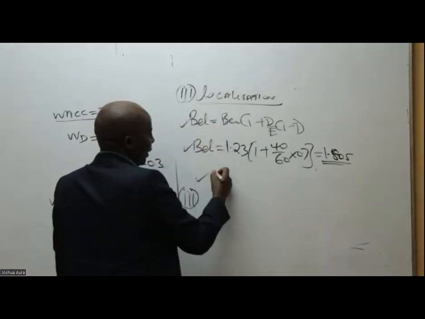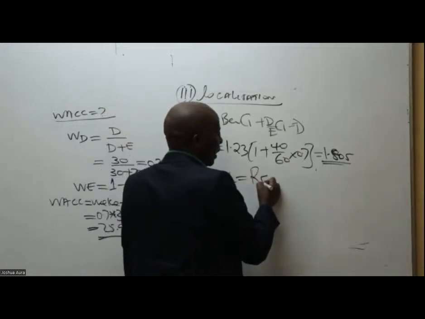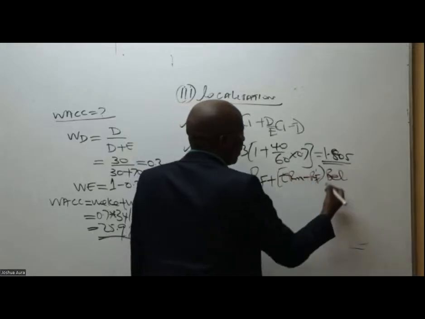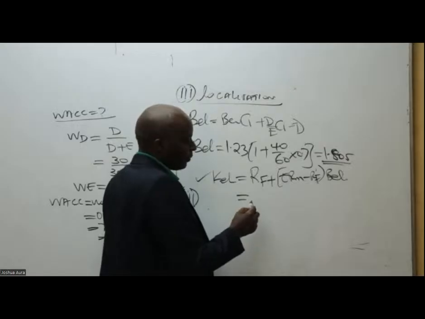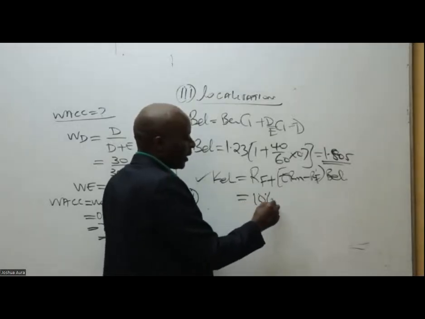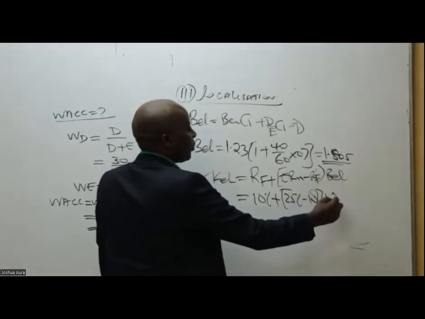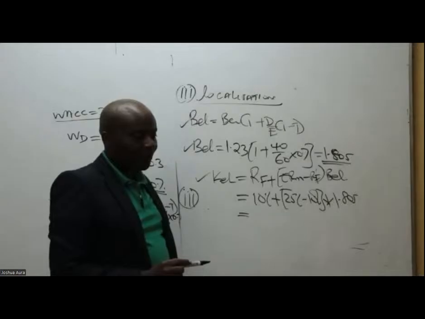The next thing is the cost of equity for the organization. I'm using CAPM. It is risk-free plus returns of the market minus risk-free, multiplied by the BEL of the organization. Risk-free is what percentage? Risk-free is 10. Market returns, if my memory serves me well, was 25, minus 10, multiplied by the BEL that we have here, which is 1.805. At the end of the day, what are we getting as our cost of equity?